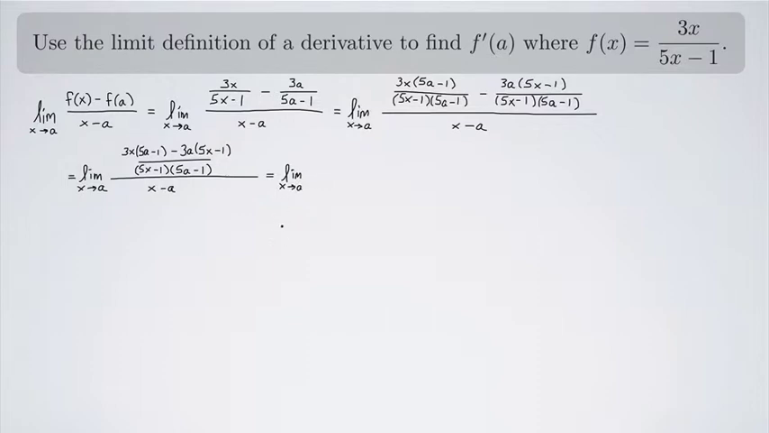So now I have the limit as x approaches a of. And at this point, I'm dividing the whole thing by x minus a, but dividing by x minus a is the same thing as multiplying by 1 over x minus a. Remember, dividing is the same thing as multiplying by the reciprocal. So if I want to, I could move that x minus a down here and just have one fraction. So let's do that. So I have x minus a, and then I'm going to have 5x minus 1 and 5a minus 1.